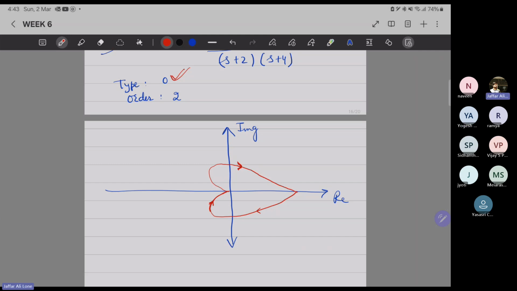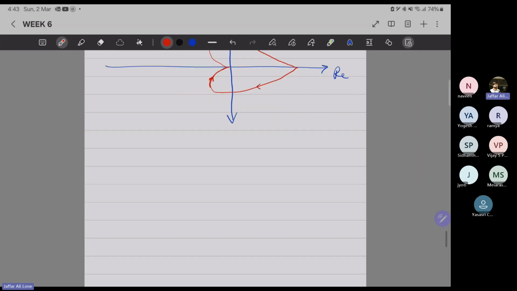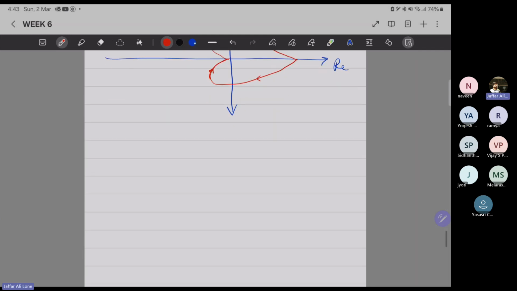But by your logic, again, I'm not sure about it. But let us give it a try then. I'm just giving a pole at the origin for the same system. So now this is type 1 and order 3. It will be something like this.